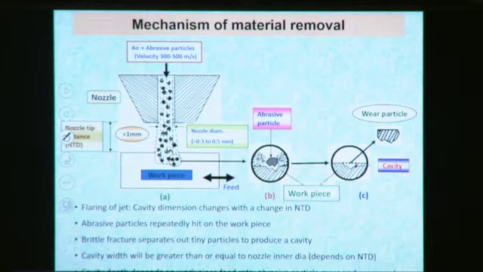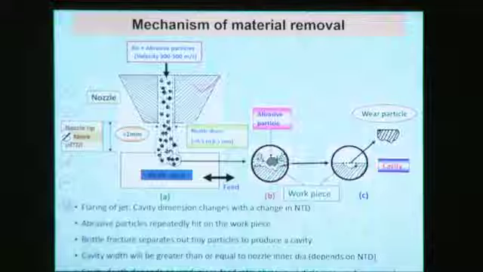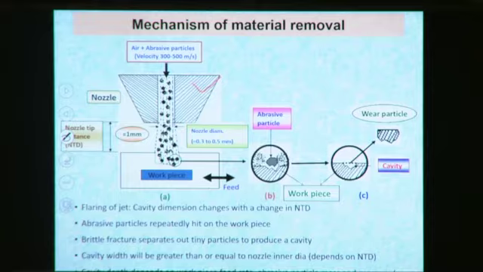Again, it is shown in this figure. This is the nozzle here. The abrasive particles from air are coming with a very high velocity. The nozzle diameter is 0.3 to 0.5 millimeter, and the stand-off distance is 1 millimeter here. The nozzle is fixed to the machine, but the workpiece is attached to a CNC table.